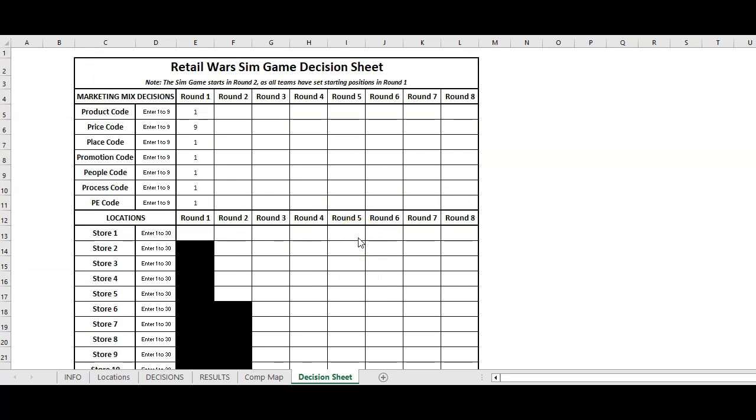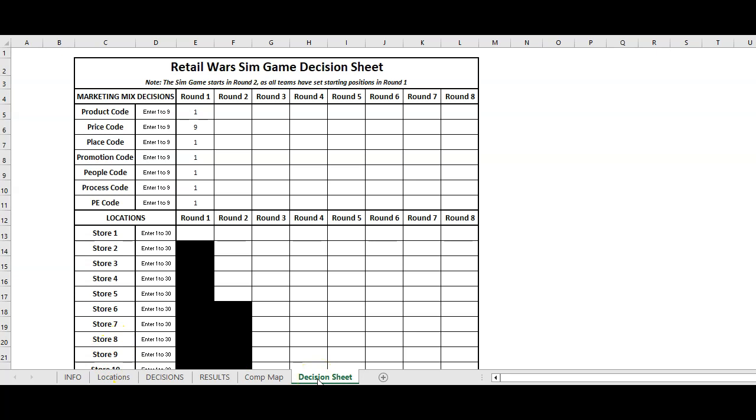So your goal is to maximize profitability using the marketing mix elements, using location, and in competition with the other teams that you're playing. Your goal is to understand the game, understand what your competitors are doing, and then make appropriate decisions in order to maximize profit over the full 8 rounds. So let's make sense of these codes for each of the marketing mix elements and what these numbers are.